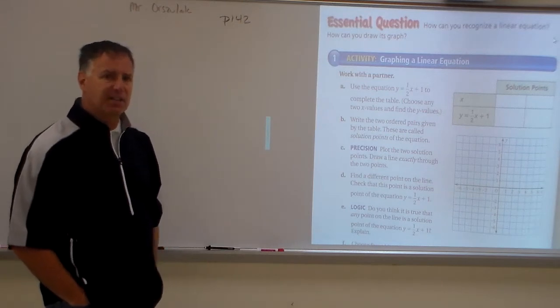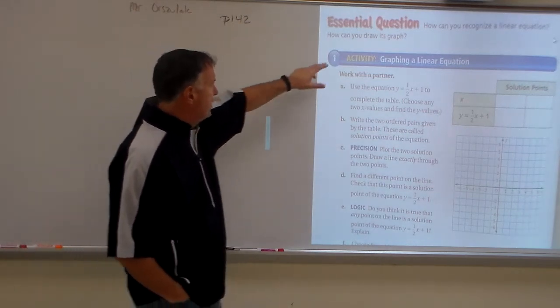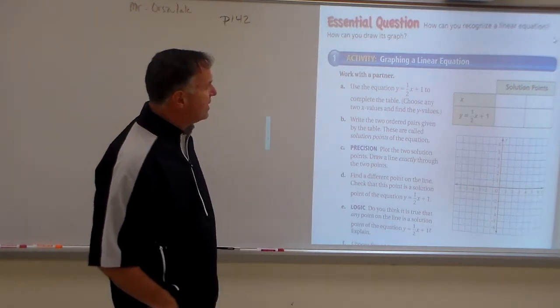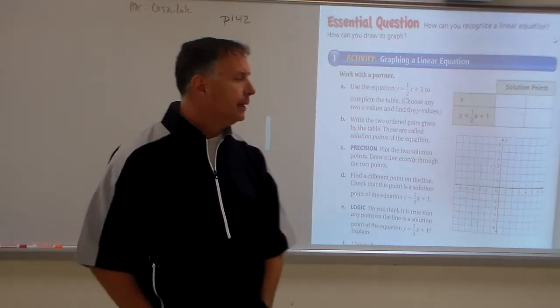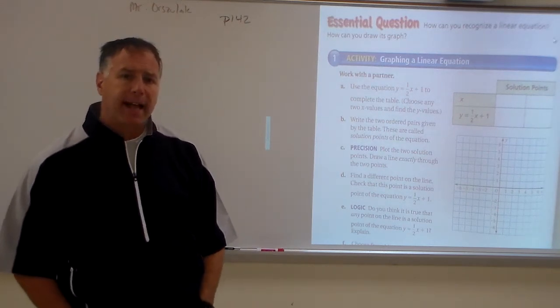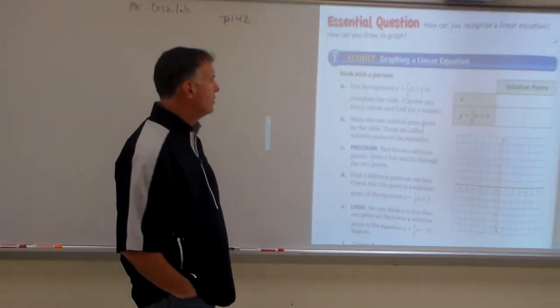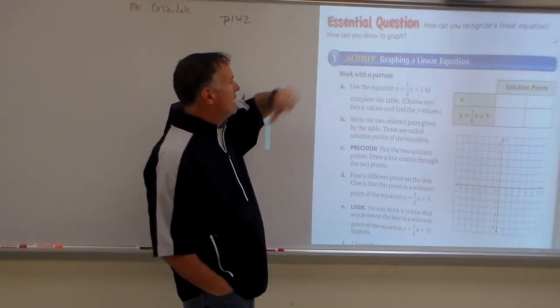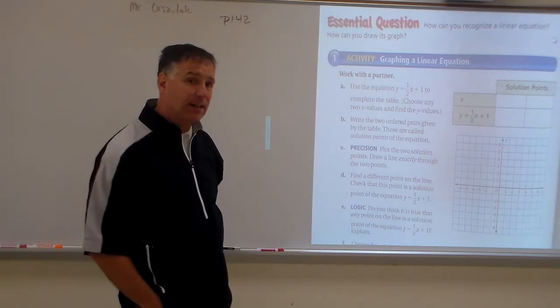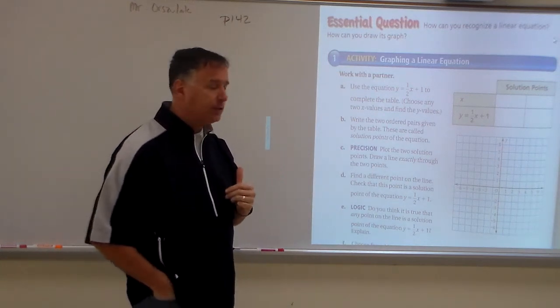And other times I might start with something else if I think I have a better way of explaining it. But in any event, this one says, how can you recognize a linear equation and how can you draw its graph? That's what's called the essential question for this section. I don't know that you necessarily need to write that in your notes, but you can if you'd like to write that in there in front of section 4.1. You certainly can do that.